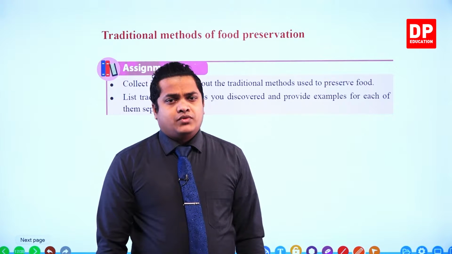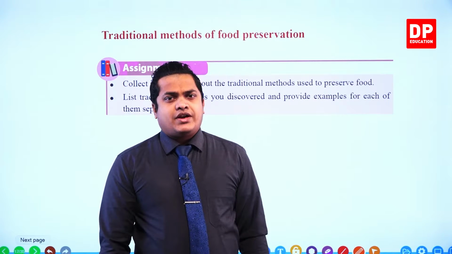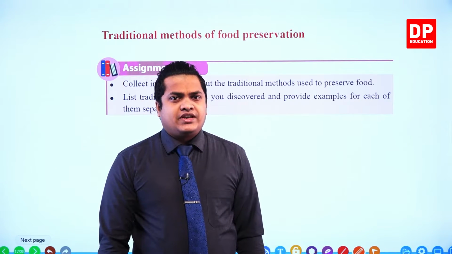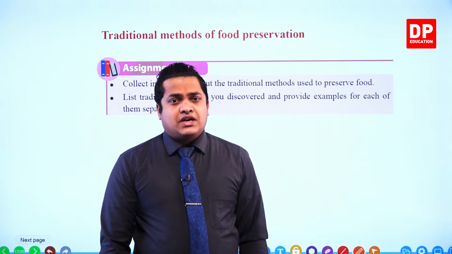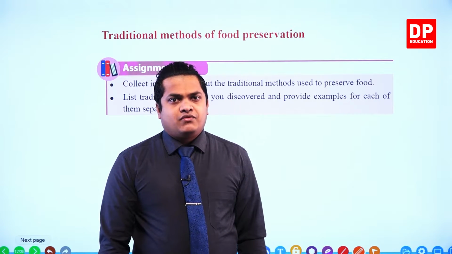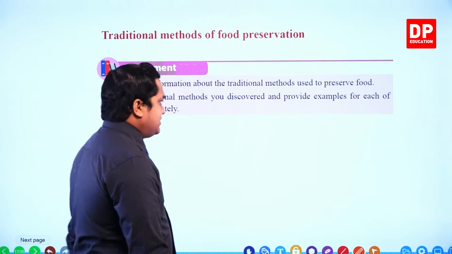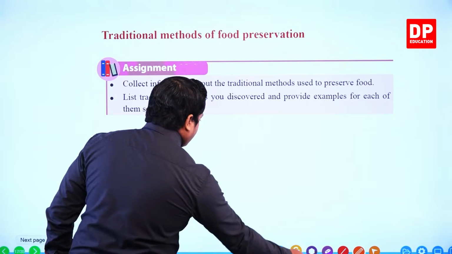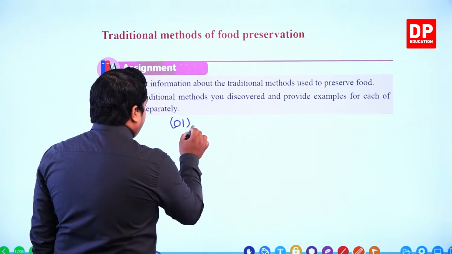At home, you follow up with the traditional methods of food preservation once more and try to get even more details. You can even ask your mother or father. They will have good knowledge of preserving food by using traditional methods. So I'll write down 3 examples, my dear children, so that it gives you some support. Number 1, we can say drying.